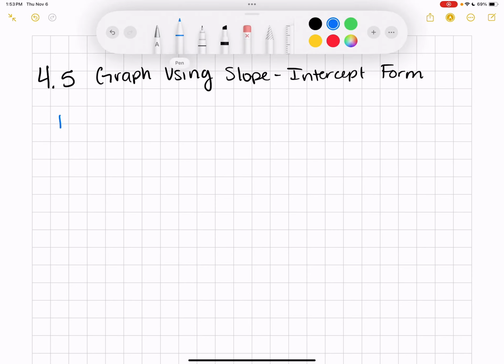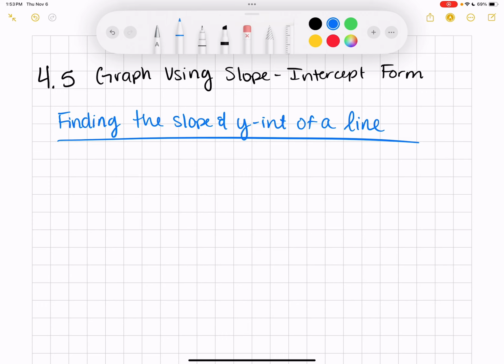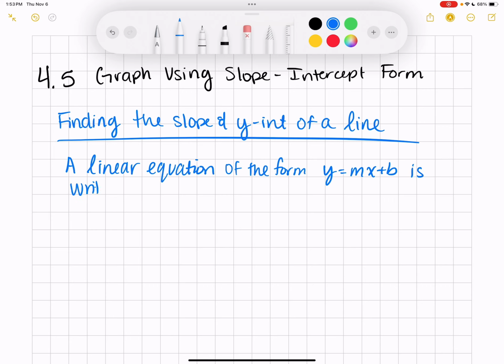Finding the slope and y-intercept of a line. All right, a linear equation of the form y equals mx plus b. Some of you have been trying to graph this way for a couple sections now. Is written in slope-intercept form.